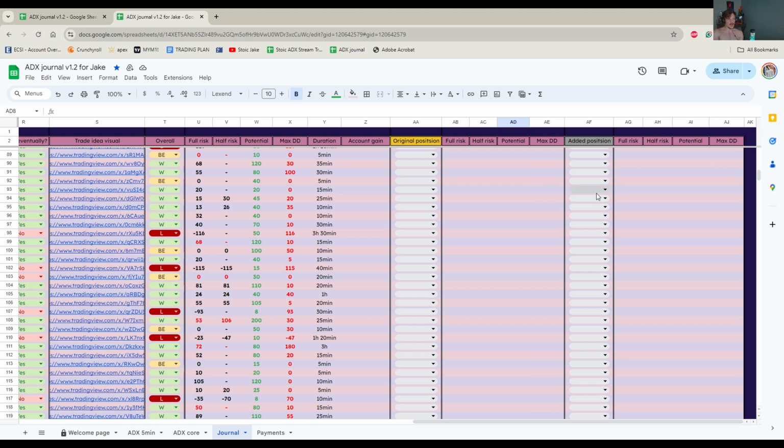It gives you the most accurate data: you do this, you repeat it right here, and then say this is overall right here. Overall, it was a W. I'm only taking one position, so I'm not necessarily having to do this. But if I add a position, I would put the original position again right here and then add a position, so it gives you the most accurate data. So that's how you use the journal.